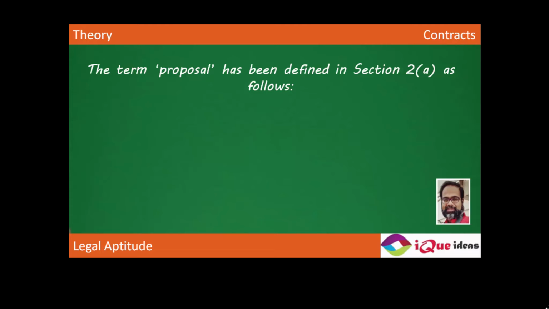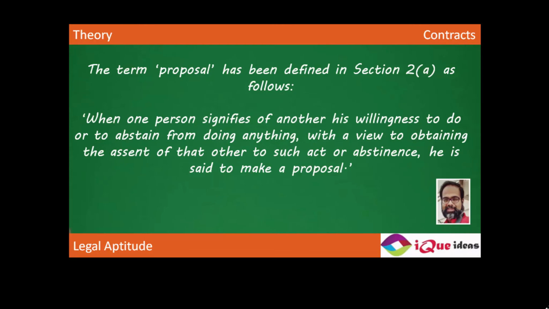So now that we have seen what a promise is, we use the term proposal in it. And the term proposal has been defined in Section 2A as follows. When one person signifies to another his willingness to do or to abstain from doing anything with a view to obtaining the assent of that other to such an act or abstinence, he is said to make a proposal. So if I offer to sell you my car, I have given you the proposal. If I offer to teach you, again it's a proposal.